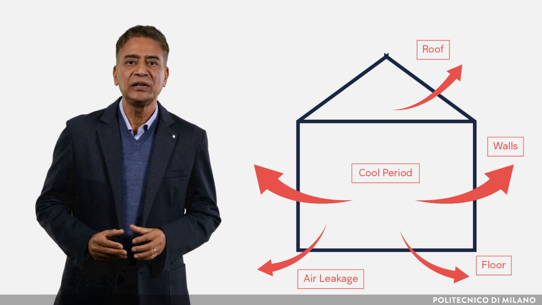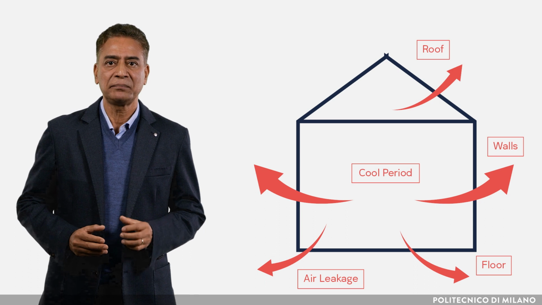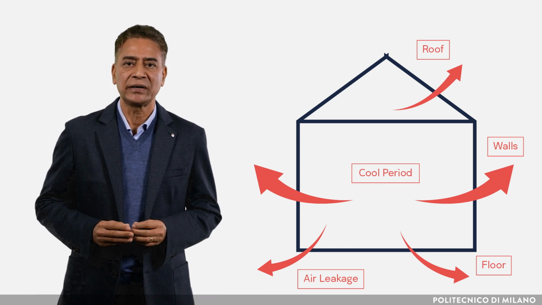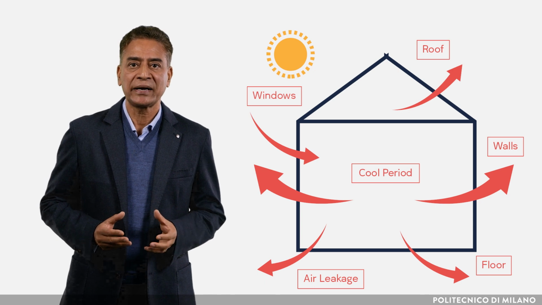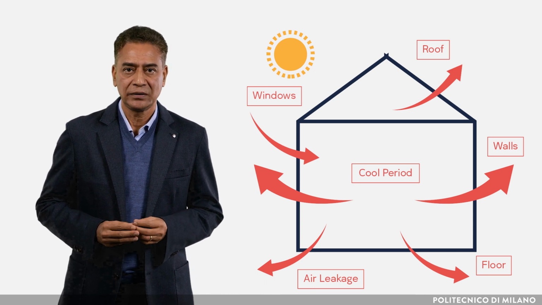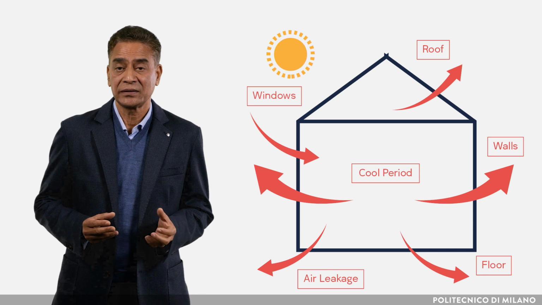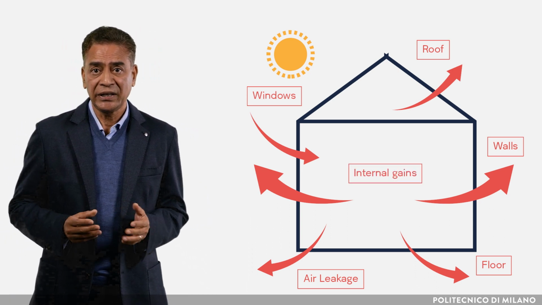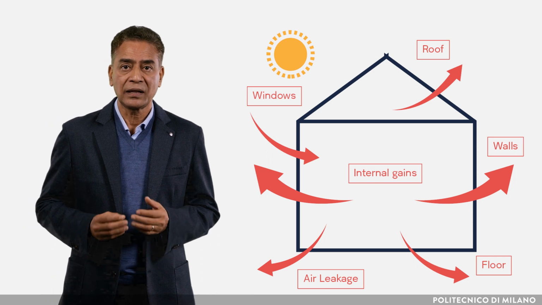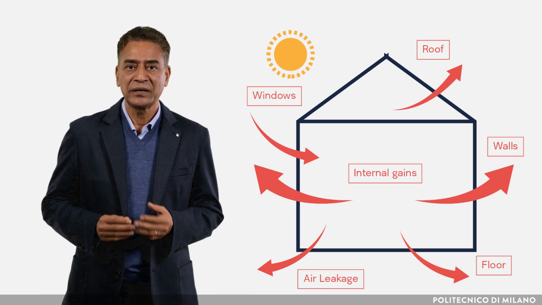Actually, there are not only losses in the relationship between the building and the environment, there are also solar gains, as if the bucket was placed outside, where the rain helps to fill it. To these gains, the internal gains, the heat produced by the occupants, lights, and the equipment must be added.